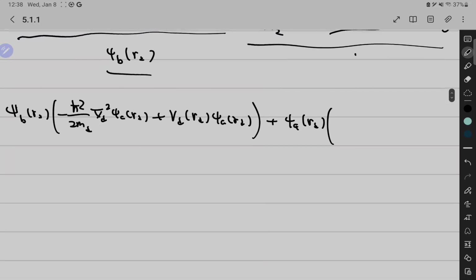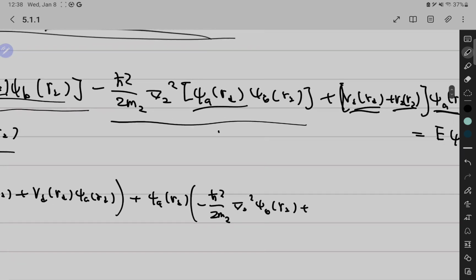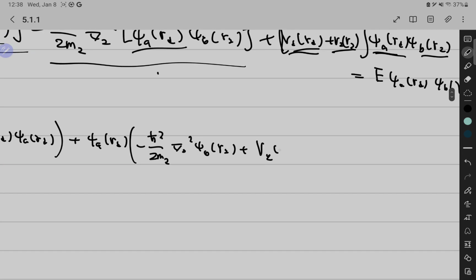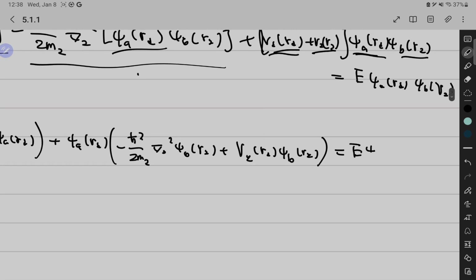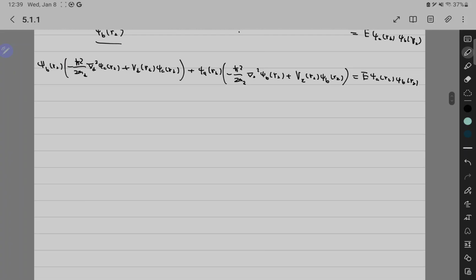So phi A(R1), because for the second one you take the phi A out, I already explained that, negative h bar squared over 2m2 Laplacian 2 phi B(R2) plus the potential, which is V2(R2) phi B(R2), is going to be equal to our energy, phi A(R1) phi B(R2). And fortunately we didn't run out of space this time, but we have obtained this equation.